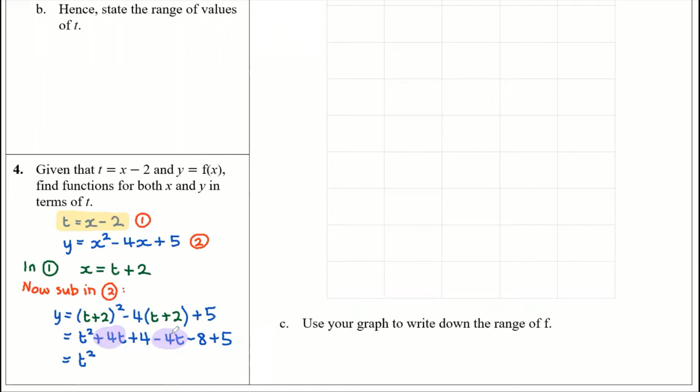And then looking at the constant terms here, we've also got plus 4 to combine with plus 5, so that would be plus 9, and then subtract 8, which would give us plus 1. So that's what's left. So we're going to have t squared plus 1. So we now have an expression for y purely in terms of t as required. And that concludes the warm-up.